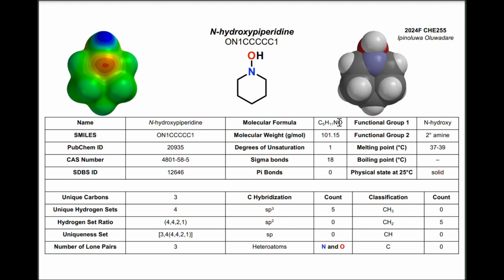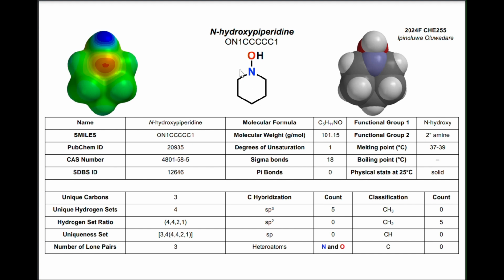So we also look at the formula, C5H11NO, then the weight, which is about 101.15 grams per mole. If we go back to the structure one more time, we see that there are no degrees of unsaturation except the ring. So no double bond, no triple bond, just the ring. This also means that all the carbons are sp3 hybridized. So one, two, three, four, five. They're all sp3 hybridized.